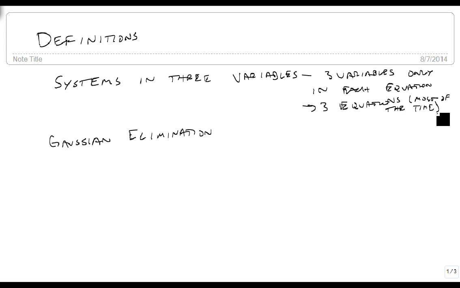And the method that we're going to use to solve these is something that is called Gaussian elimination. There's a reason we're doing this, because in the next chapter we're going to use Gaussian elimination again, and so we want to introduce it now so that you're better prepared for matrices and simplifying matrices and solving matrices.